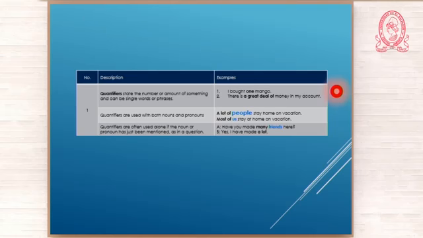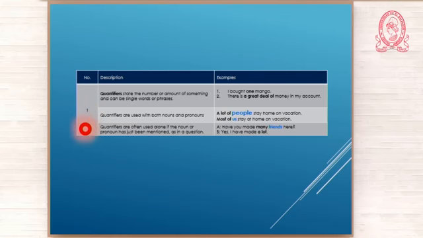Something else to remember. Look at this. Quantifiers are used with both nouns and pronouns. How is it? Let us see the examples. A lot of people stay home on vacation. Most of us stay at home on vacation. So you have a lot of people, okay, people is a noun, and then you have most of us, where us is a pronoun. So what is the thing to remember? That quantifiers are used with both nouns and pronouns.